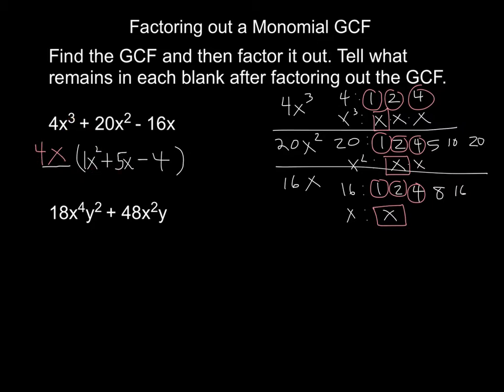4 times 5 is 20, x times x is x squared. 4 times 4 is 16, and x with no other x means there's an x there. So we have factored out the greatest common factor correctly.